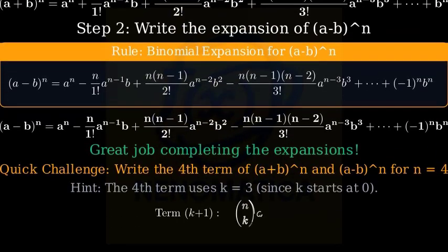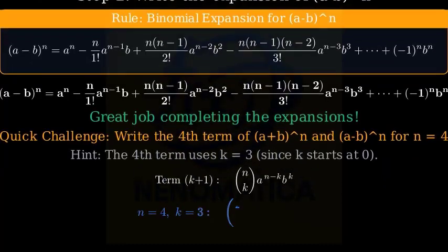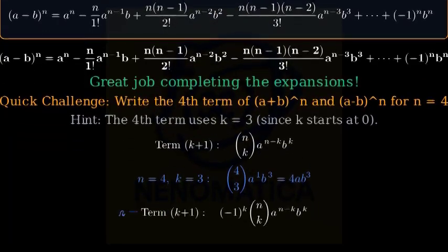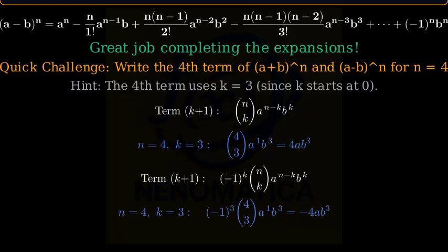Recall the general (k+1)th term for (a+b)^n is n choose k times a^(n−k) times b^k. For n equals 4 and k equals 3, that gives 4 choose 3 times a^1 times b^3, which equals 4ab^3. For (a−b)^n, multiply by (−1)^k. With k equals 3, the sign is negative, so the fourth term is −4ab^3.